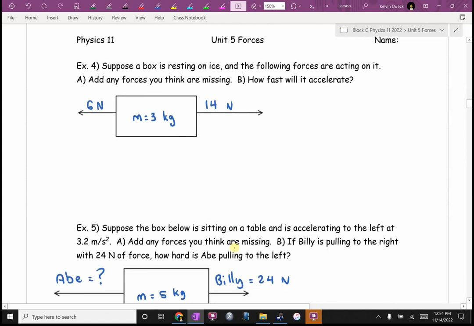Example 4. Suppose the box is resting on ice and the following forces are acting on it. Part A says, add any forces that you think are missing. Okay. What are the forces acting on this object? Get the obvious one. Which way? Draw an arrow pointing down. And you can label that MG.